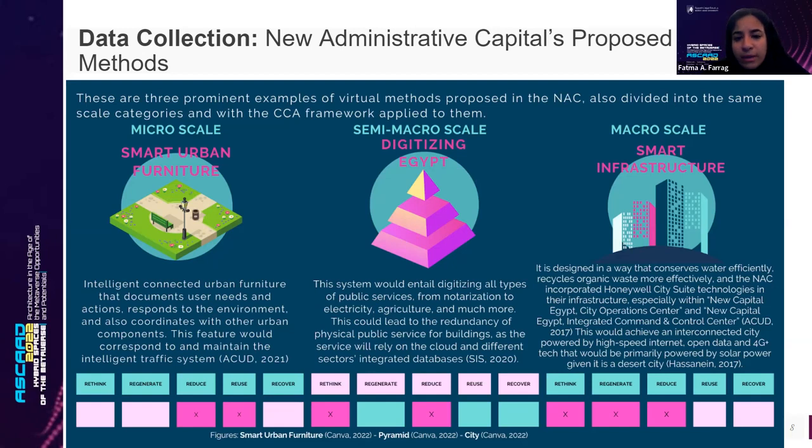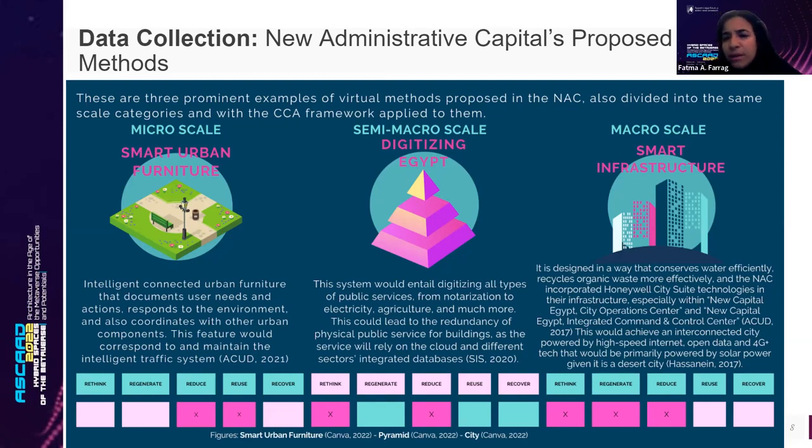As for the semi-macro scale, the digitizing Egypt public service idea is where they digitize all types of public services provided by the government, which leads to redundancy of physical public services and public space for buildings, as services will rely on the cloud in different sectors to integrate with databases. And this checks rethink and reduce in the CCA.